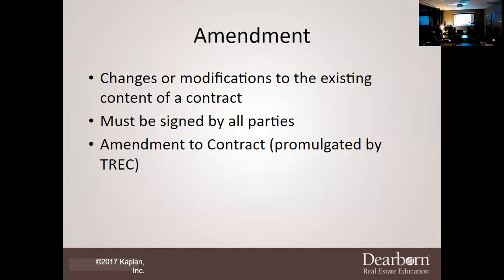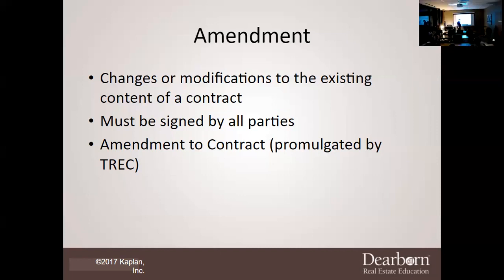So the form that you use to amend the contract is what? Read bullet 3. The amendment to contract. There you go. To change the contract, you use the amendment to contract. Does that make sense? So if I need to make a change to my contract, I do an amendment. But let me test you to see if you've been listening. Mr. Garrett, you listening, sir? Yes, sir. Okay, question for you.